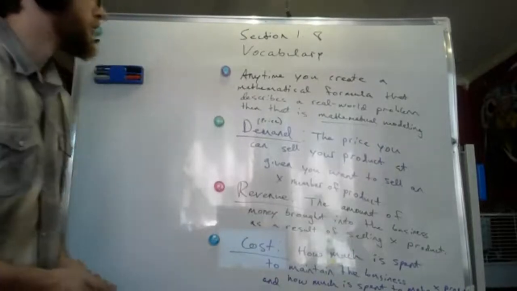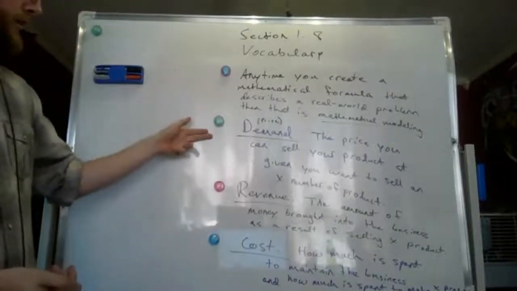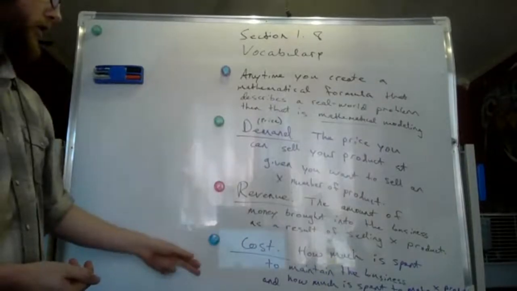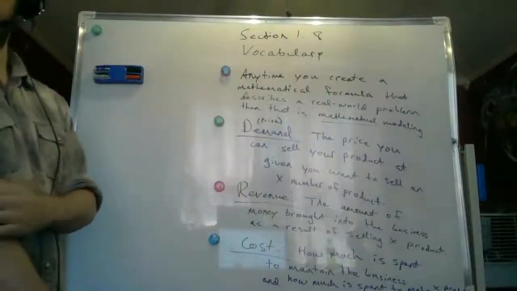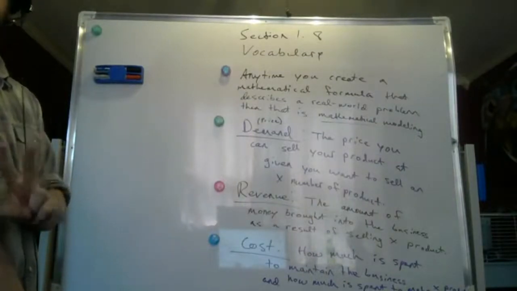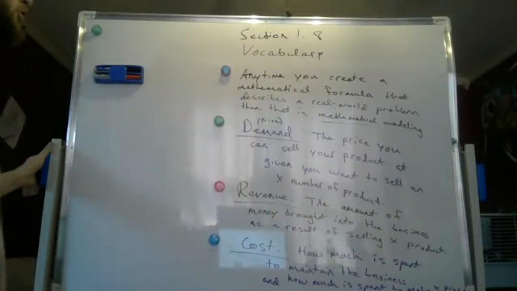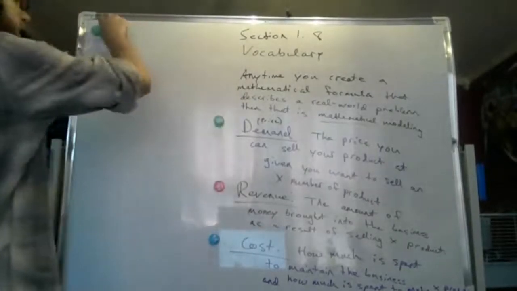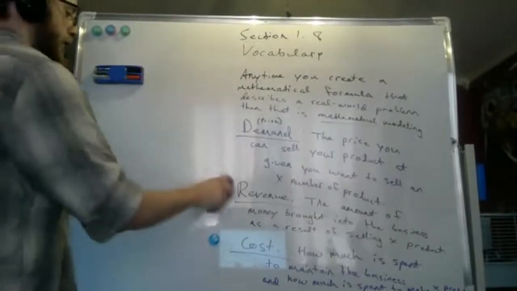All right, so we've talked about mathematical modeling, demand, revenue, and cost. We'd still like to talk about a few more terms. Actually, one more term. No, 2 more terms. I was right the first time. 2 more terms before we get into our examples.